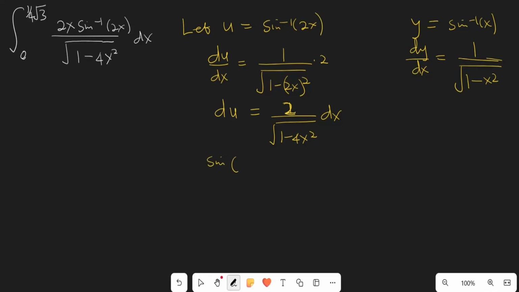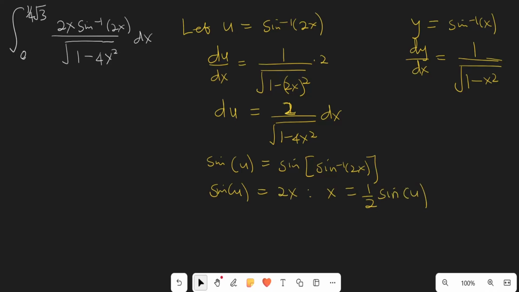What about u? When u is equal to the sine inverse of 2x, we can take sine on both sides. We have sine u equals sine of the sine inverse of 2x, which is just 2x. In that case, we can isolate x to be 1/2 sine of u. So that is an expression for x, and we have an expression for du in terms of dx.